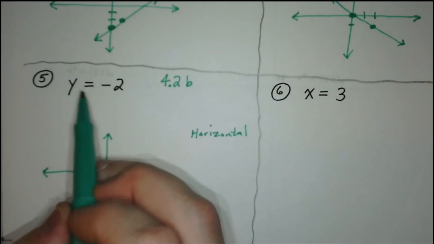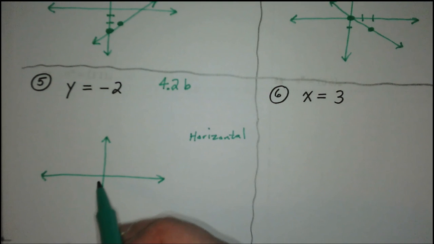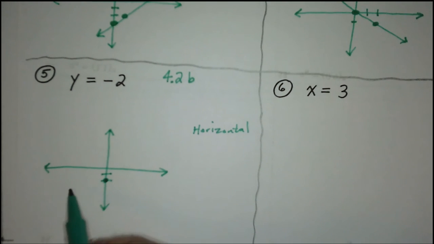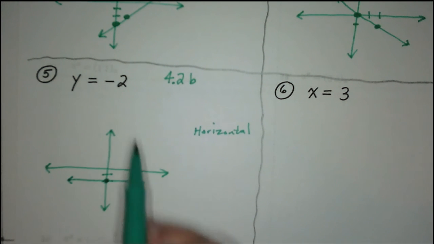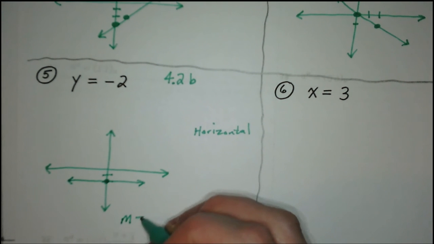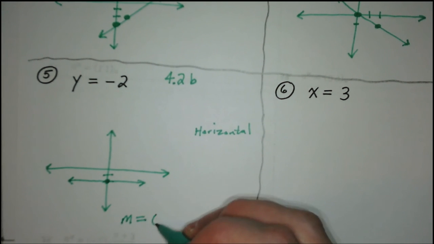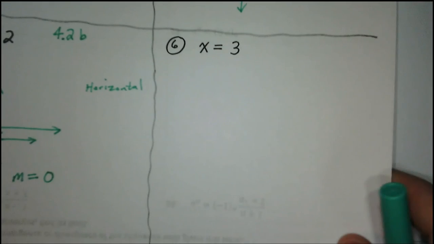So here's what you do. You literally go to y equals negative 2. So on the y-axis we go to negative 2. And that's where we draw our horizontal line. Okay. So equations like this would result in a horizontal line, and your slope for any horizontal line would equal 0. And that's just the bottom line.